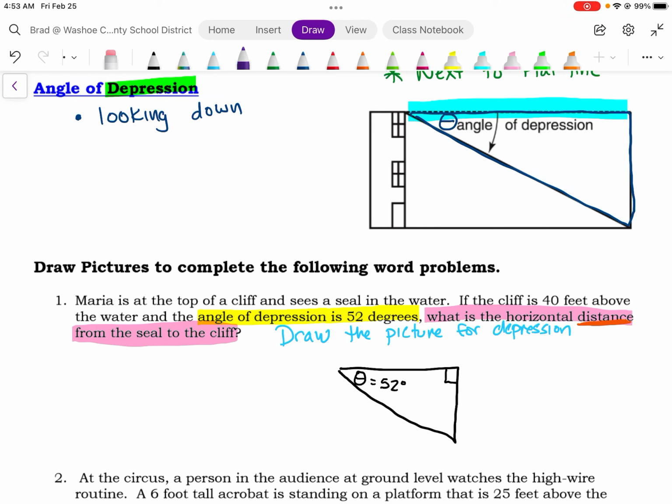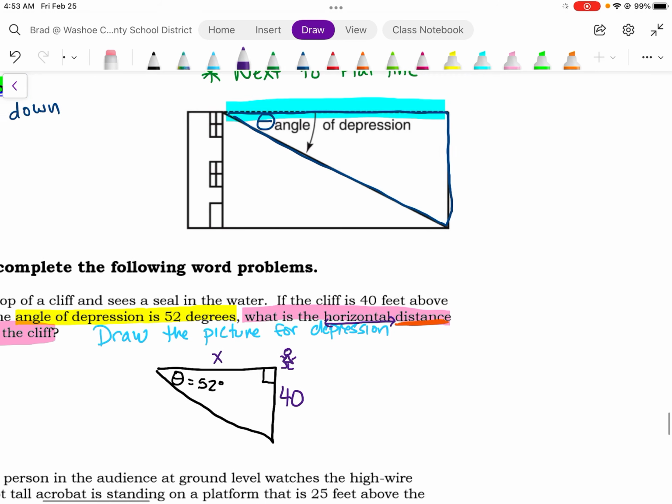So Maria is at the top of the cliff. So in case this is Maria, we'll go ahead and draw her. Amazing, I'm not an art teacher, I know. And she sees a seal, okay, on the cliff below. And so the cliff is 40 feet above. So I'm going to put a 40 right here. What is the horizontal distance? So horizontal distance is side to side. So I'm going to put my X right there.